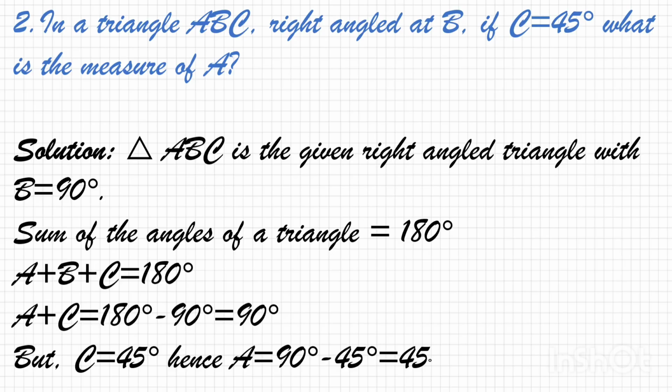2. In a triangle ABC, right angled at B, if C = 45 degrees, what is the measure of A? Solution. ABC is the given right angle triangle with B = 90 degrees. Sum of the angles of a triangle is equal to 180 degrees. So, A + B + C = 180 degrees. A + C = 180 - 90 = 90 degrees. But C = 45 degrees, hence A = 90 - 45 = 45 degrees.